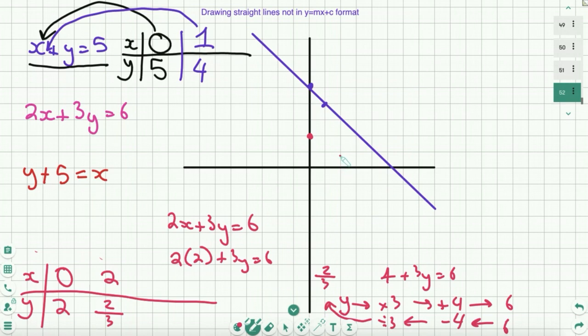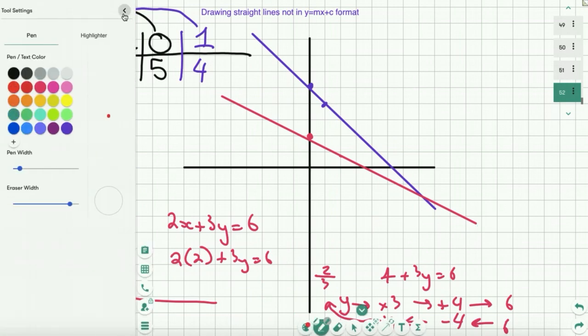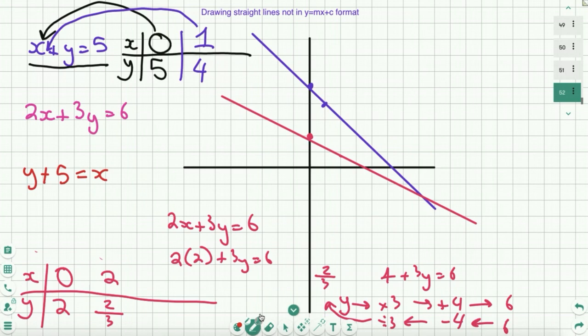We like this. All right? And those are our two coordinates. Let's draw a line. It's not going to be perfect. It's going to look something like this. Let's do our final equation. Is this line in y equals mx plus c format? No, because the y is not by itself. So you can rearrange it, or let's do a table.